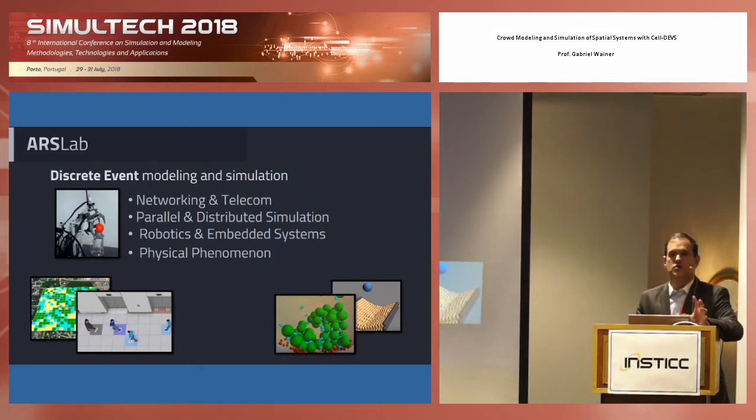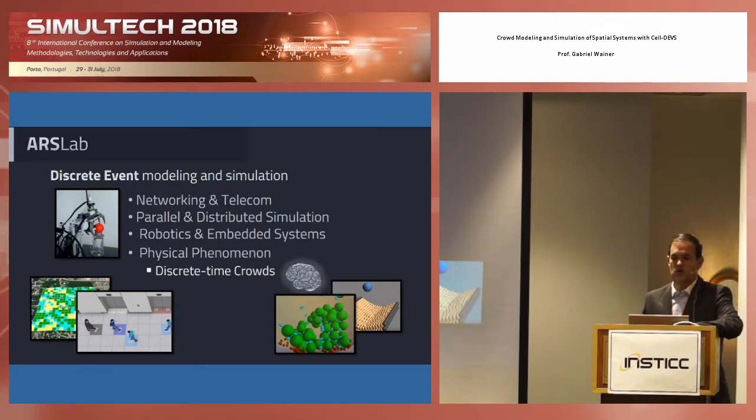We are also focusing on how to use modeling and simulation to model different physical phenomena. The one that we are going to discuss today is crowd modeling. Everything that we do is based on discrete event systems. In particular, these are discrete event crowds. We're going to show the influence of existing biological models on these crowd models. And again, all that we do is based on discrete event system specifications.